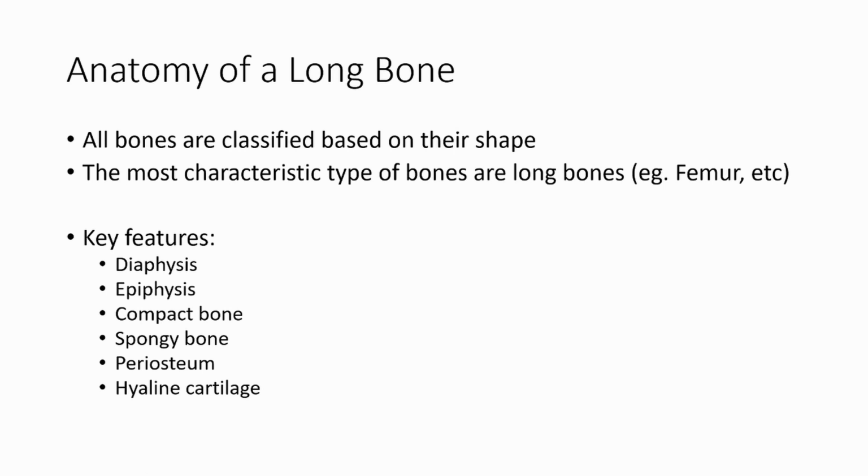Let's move up a level and get to a macroscopic level. Now, bones can be classified based on their shapes. There's sesamoid bones, short bones, long bones, irregular bones, but we're not going to worry about all the different shapes. We're going to focus on just one, the long bone. And there's a lot of characteristics and features that we can see on the long bones.